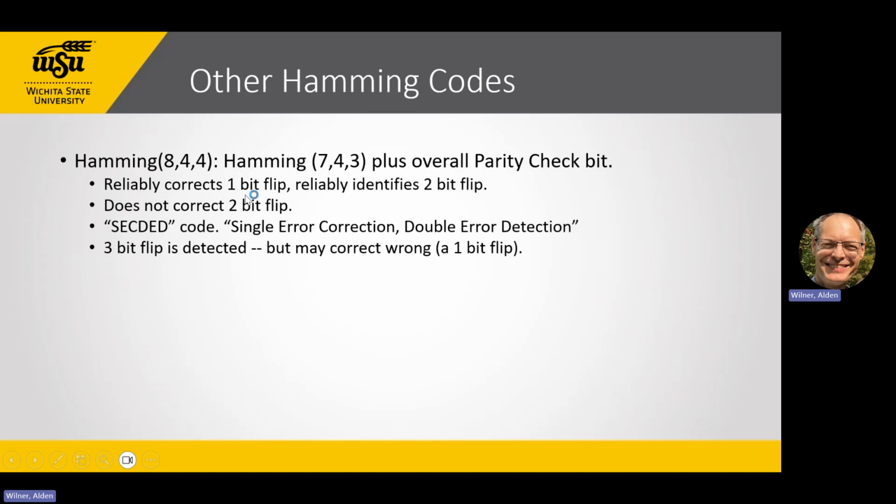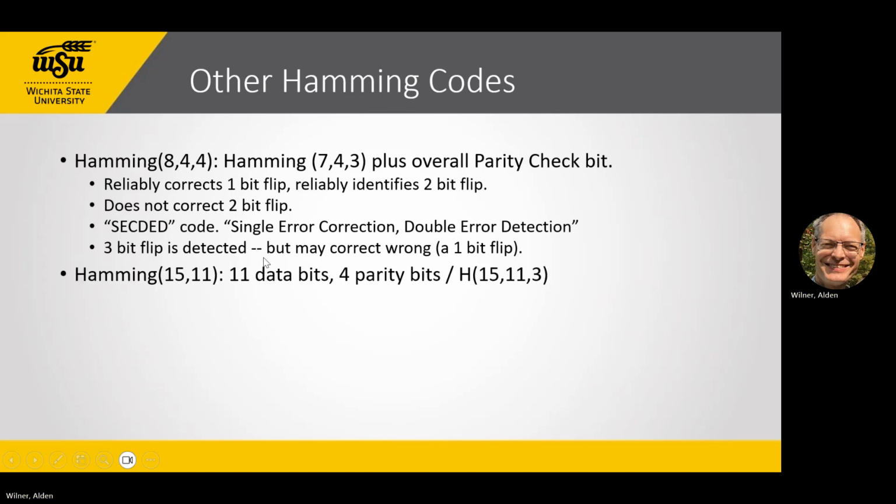It reliably corrects a 1-bit flip, reliably identifies a 2-bit flip, but does not correct a 2-bit flip. This is what's called a SEC-DED code in computer science and engineering: single error correction, double error detection. A 3-bit flip is detected but may be corrected wrongly.